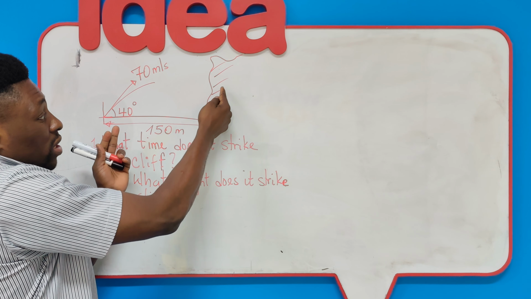Follow me, dear friends. Solution. The first thing in such questions is to identify what information you have, because what information you have guides you into what formula to use in order to obtain what you want. We have what we call here the range, we have the angle of projection, we have the initial velocity.